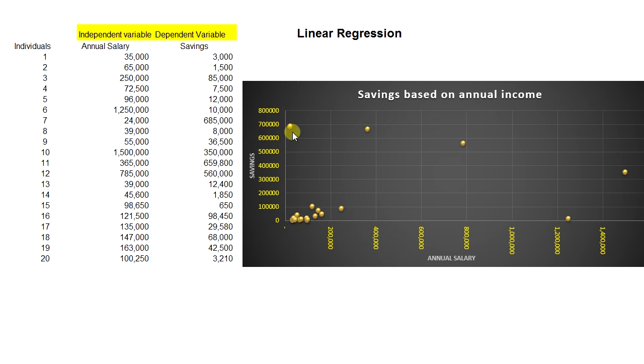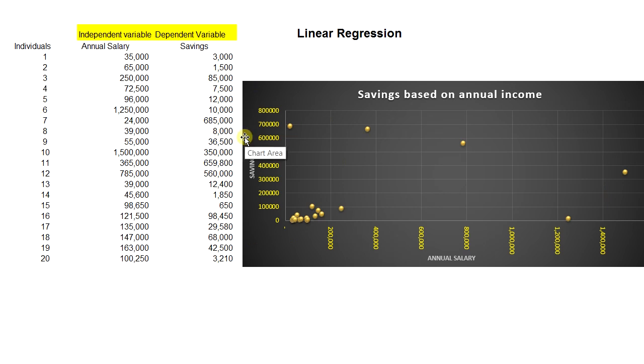And on the y-axis, we have savings, which is called the dependent variable. The reason we call this the dependent variable is that, in this case, we are assuming your savings are dependent on your annual salary. So the y-axis is the dependent variable, in this case savings, and the x-axis is your annual salary, which we call the independent variable. And we have plotted the points based on a survey.